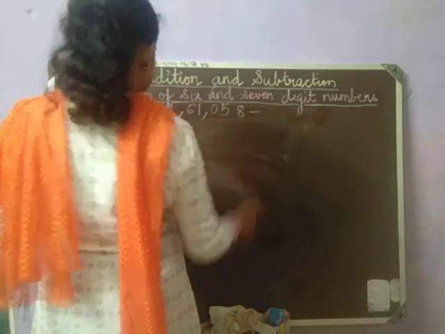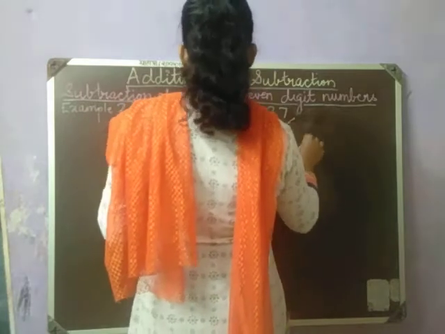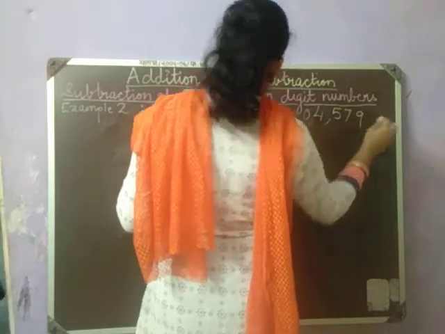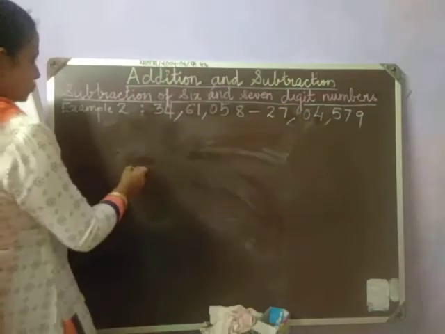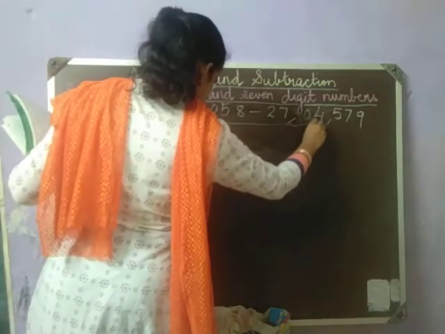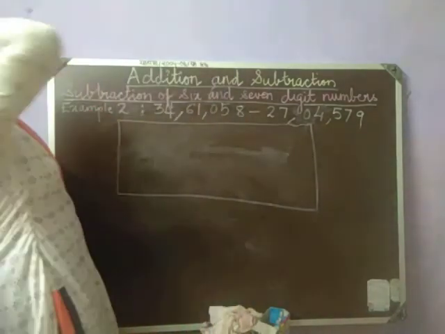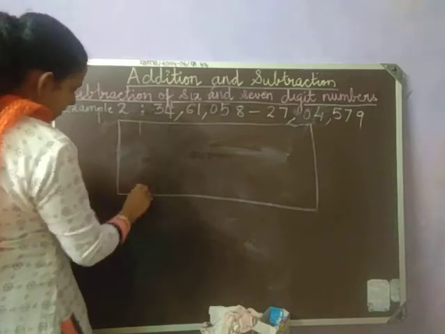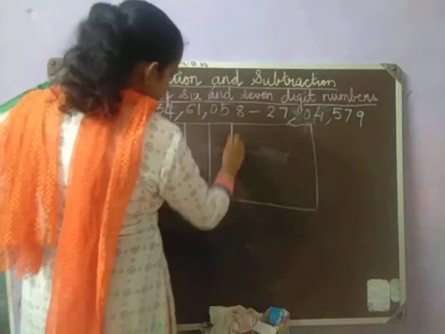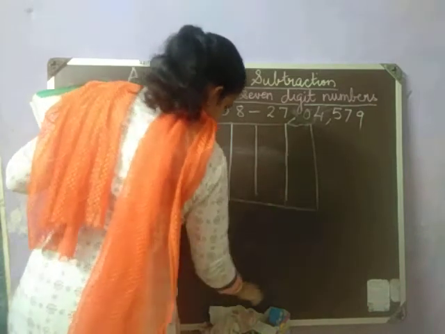34,61,058 minus 27,04,579. Fine. So now let us do it in a simple manner. Again I will draw the columns here. Since there are 7 digits, we will make 7 columns here: 1, 2, 3, 4, 5, 6 and 7.